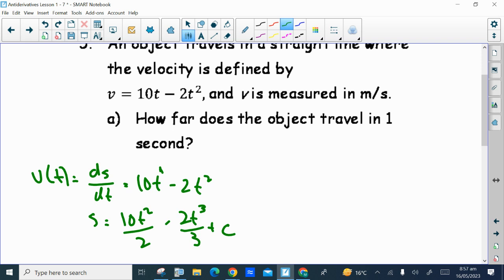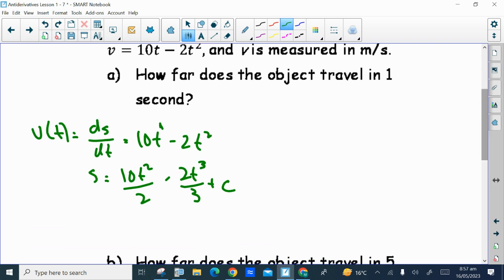And we know from what we've been doing so far that when you're talking about displacement, movement, when t is 0, s will always be 0, so c is going to be 0 as well. So s at t would be 5t squared minus 2/3 t cubed. And we want to know how far the object travels in 1 second, so we want to know s at 1. That'll be the distance in meters, because the velocity is measured in meters per second, so our units are meters and seconds. So s at 1.